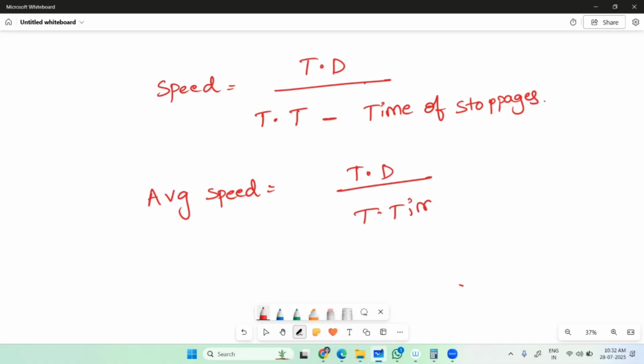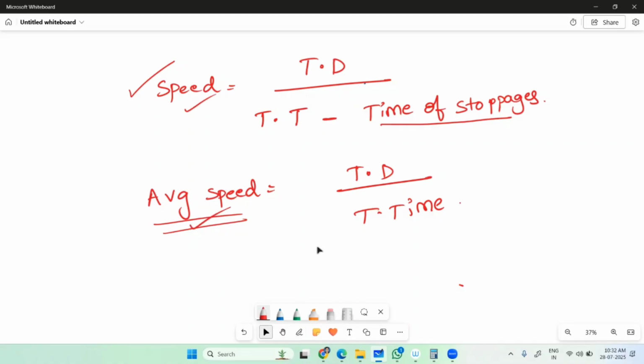When it comes to average speed, it is total distance by total time including stoppages. Did you get my point? While calculating the speed, we take away the time of stoppages. How much time we take as a break in the journey, that we take away while calculating the speed. When it comes to average speed, we also include the time of stoppages. That is the difference between speed and average speed.